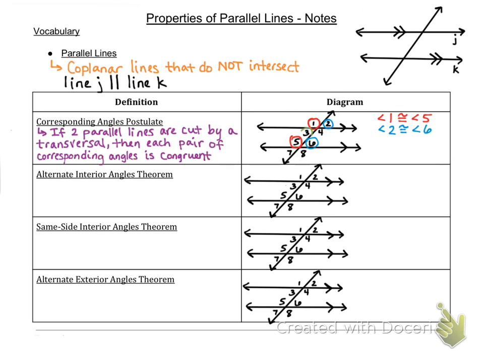Another pair of corresponding angles is angle 3 and angle 7. So we can say angle 3 is congruent to angle 7. And then we have angle 4 and angle 8 are corresponding angles. So angle 4 is congruent to angle 8. So this is only true if the lines are parallel.